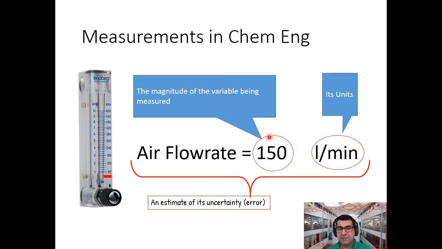The magnitude of the variable being measured. Here we are measuring the air flow rate and the magnitude is 150. But it is meaningless if we don't indicate the unit. So therefore, we need to provide the unit of that magnitude as well. For example, liter per minute in this case. And finally, an estimation of the uncertainty or error associated with the variable being measured, which is very important.